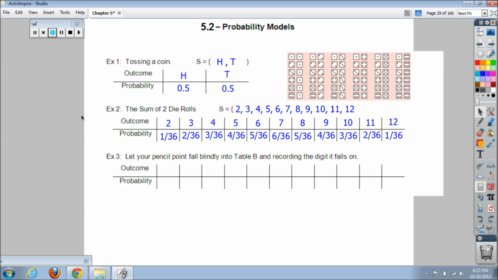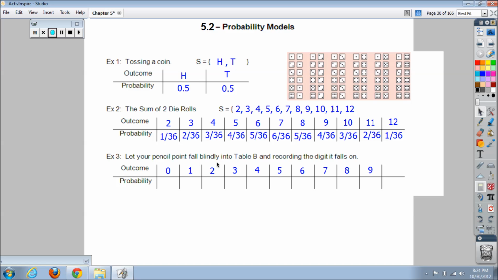All right. Now example 3 says, let your pencil point fall blindly into table D, which is our random number table, and record the digit it falls on. Well, you got to think about, for your sample space, what numbers could you randomly pick on a random number table? Well, the only digits that were on there were 0 through 9. So there's our sample space, 0 through 9.